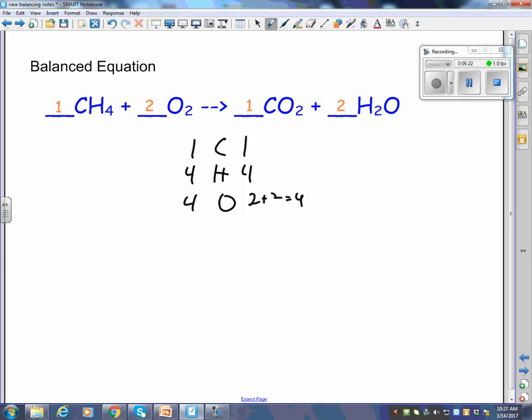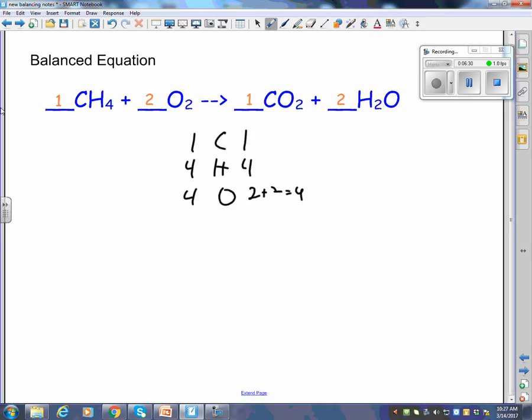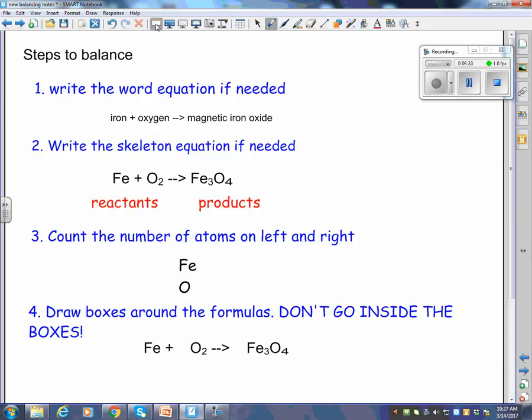Okay. So the question is now, how do we come up with these numbers? Do we just sort of guess? Well, there are certain steps that you can take that make it easier. So let's look at those. Here they are.